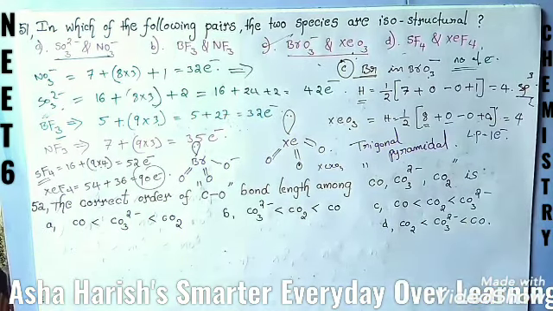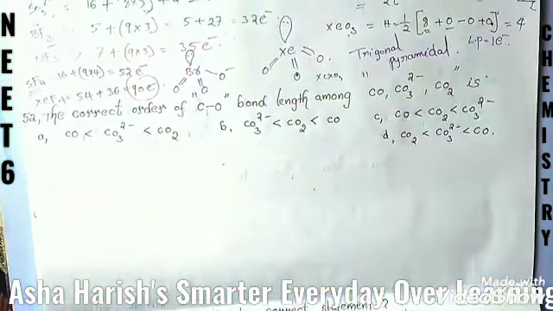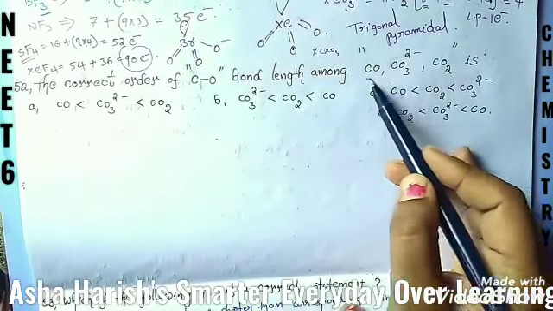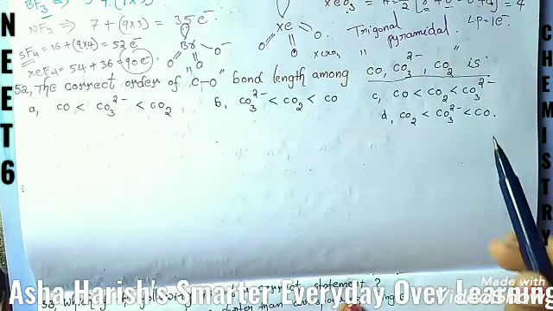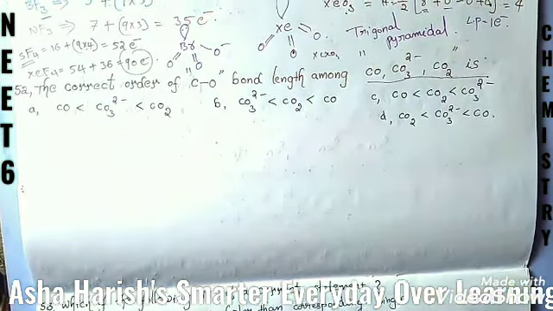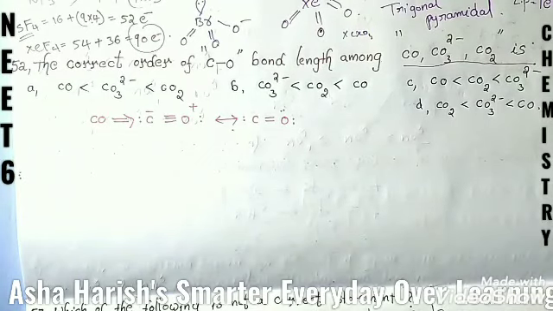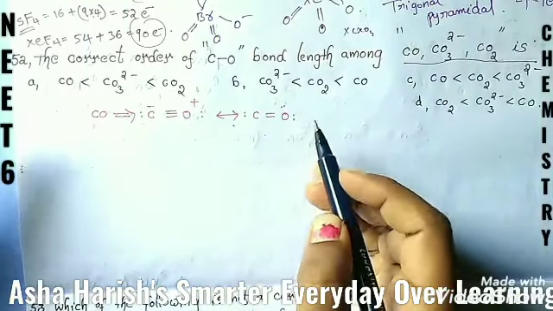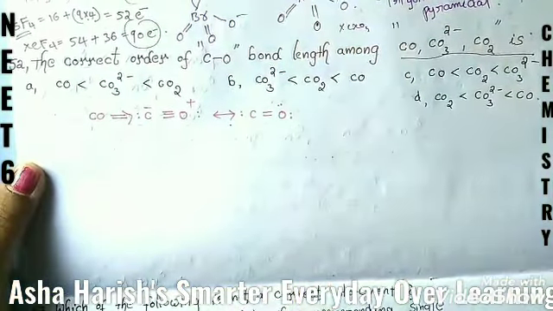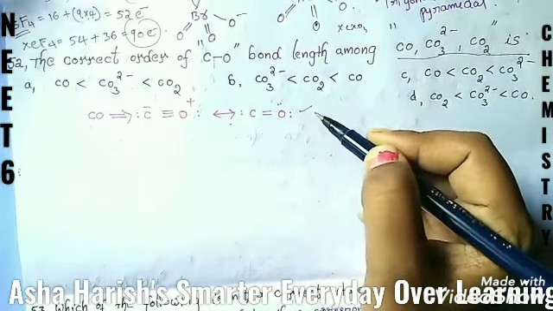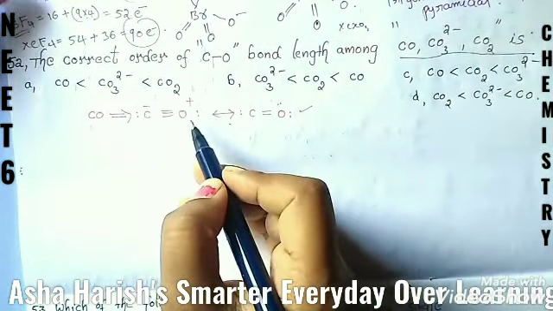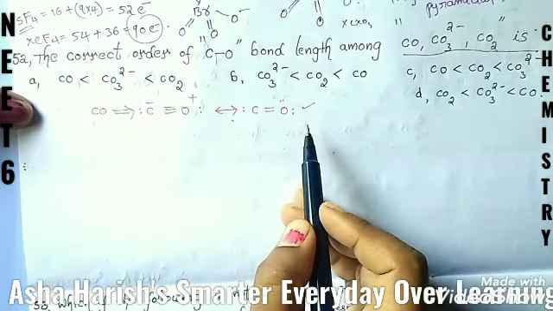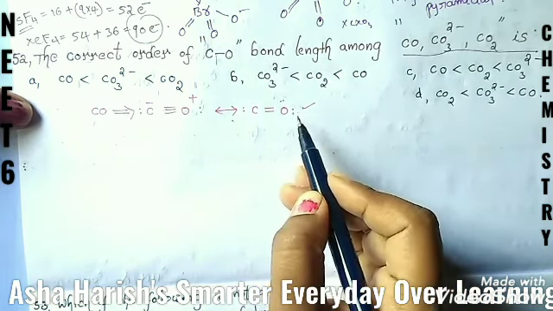Right, let's go for the next question, students. The correct order of CO bond length among CO, CO3 2 minus and CO2 is. Let's do it. Dear students, first of all you need to see the structures of CO and CO3 2 minus. Let's see here, this is the structure for CO, and this is the triple bond and plus ion, and these are the lone pair of electrons. I have represented them in dotted structure. These are the dots.